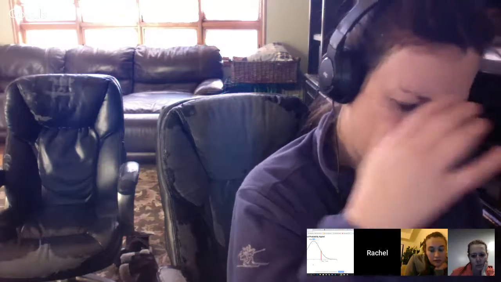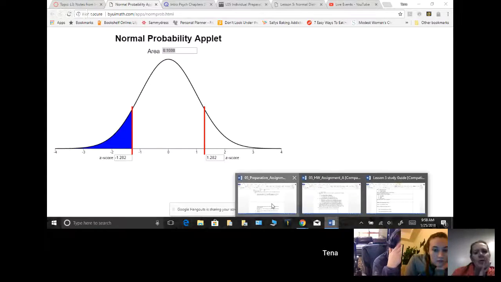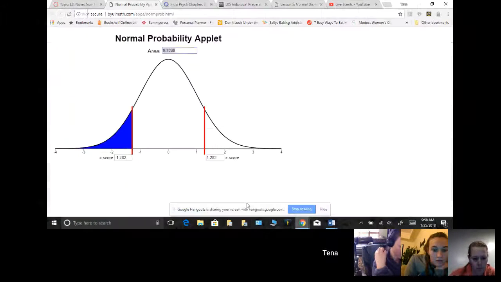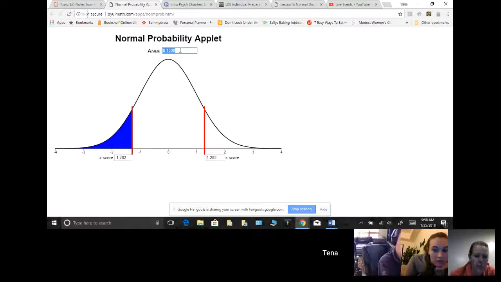Mm-hmm. Okay. So where did you get the 10th percentile? Sorry, I'm trying to remember what's going on here. So in the homework on question C, remember it says the 10th percentile, which is the 10%. So then we turn that into a decimal, and we stick it up here in the area. Oh, you got that from the homework. I did, yeah.